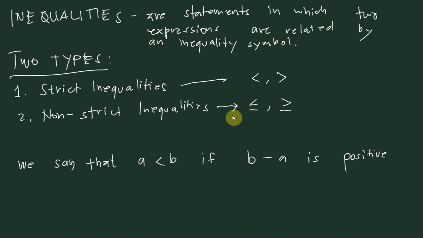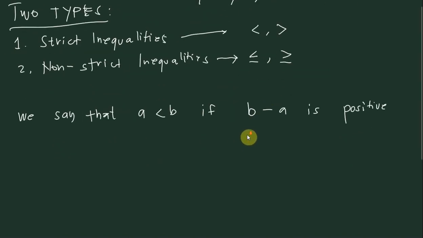So, what are the two types of inequalities? The two types are strict inequalities, where we use the less than and the greater than inequality symbols, and non-strict inequalities, where we use the less than or equal and the greater than or equal inequality symbols.